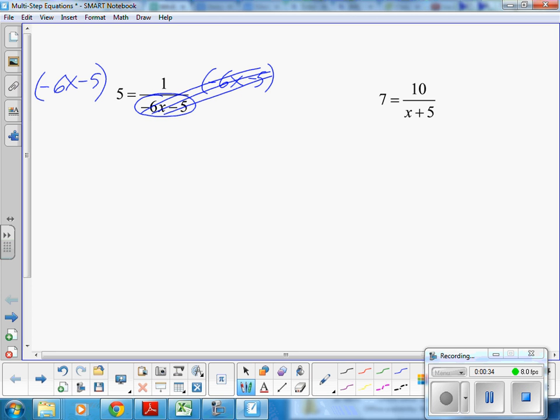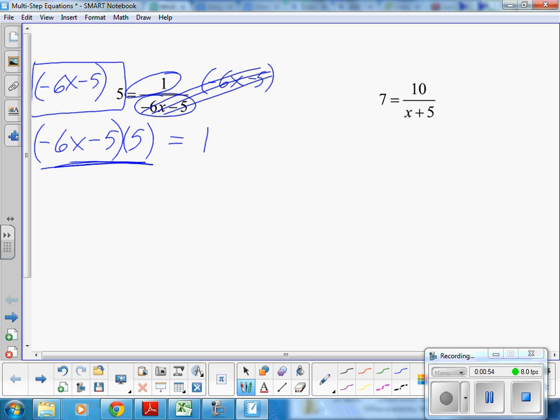Okay? When that cancels, I am left with this, which will be on my left side, and that's going to equal 1. So I have a negative 6x minus 5 times 5 equals 1. Multiply this out using my distributive property. Negative 30x minus 25 equals 1. I now have a two-step equation right here.